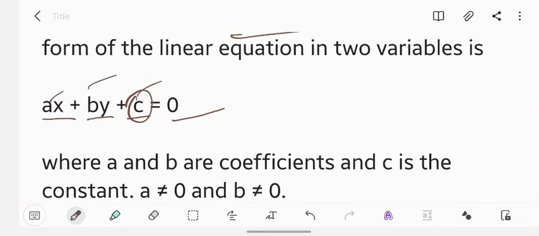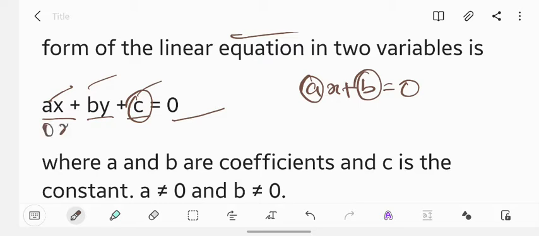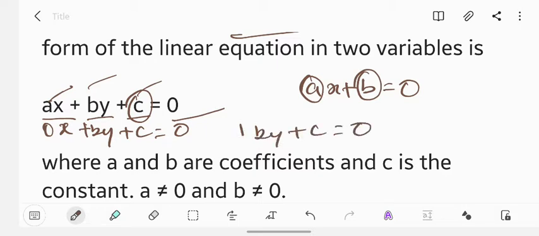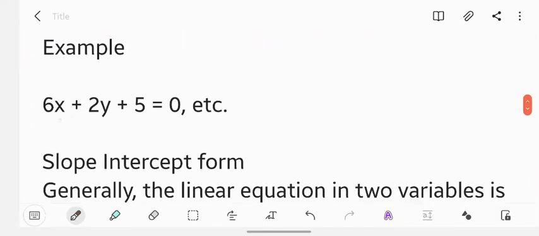In the case of a one variable equation, ax plus b equals 0, the value of a should not be equal to 0. If it is equal to 0, then what will happen? Only b, that is the constant term, is left. In this case, if the value of a is equal to 0, it becomes a single variable. Say if I am writing 0 into x plus by plus c equals 0, that becomes by plus c equals 0. That becomes a linear equation in one variable. So we need to make sure that it should not be equal to 0 here. The example is 6x plus 2y plus 5 equals 0.